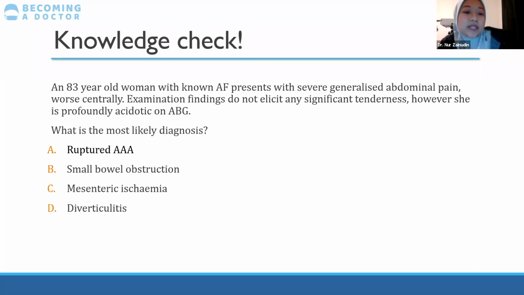Right, we have another question. An 83-year-old woman with known AF presents with severe generalized abdominal pain, worse centrally. Examination findings did not really elicit any significant tenderness. However, she is profoundly acidotic on ABG. What is the most likely diagnosis?